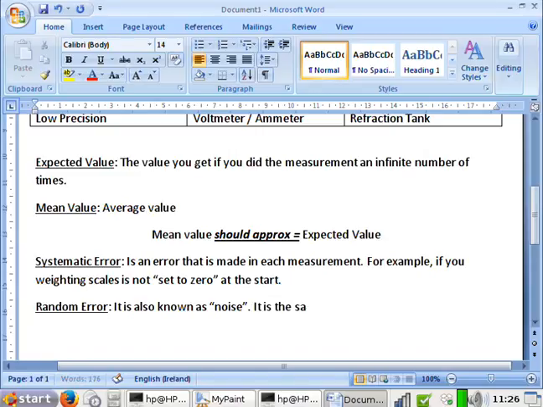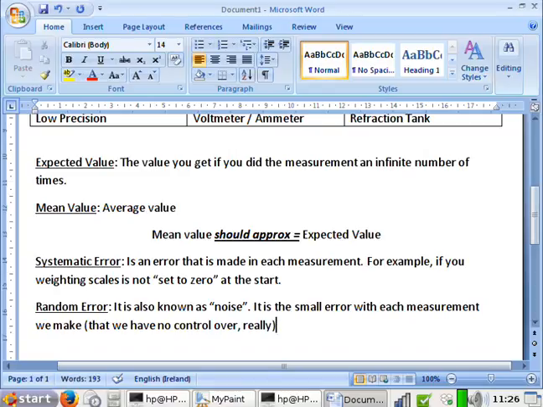It is the small error with each measurement we make that we have no control over, really. Now, I put the "really" in there because you can always do better. It's just difficult with random errors because, as you said, Joshua, maybe it's particles in the water. So then what could you do? Well, you could get the special water they use in the chemistry labs. Distilled water, yeah.